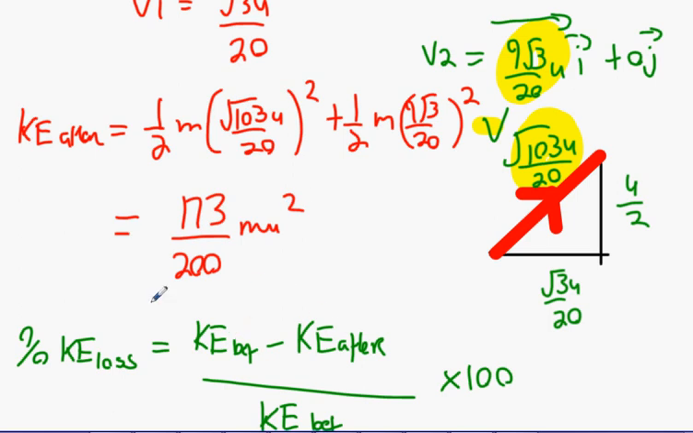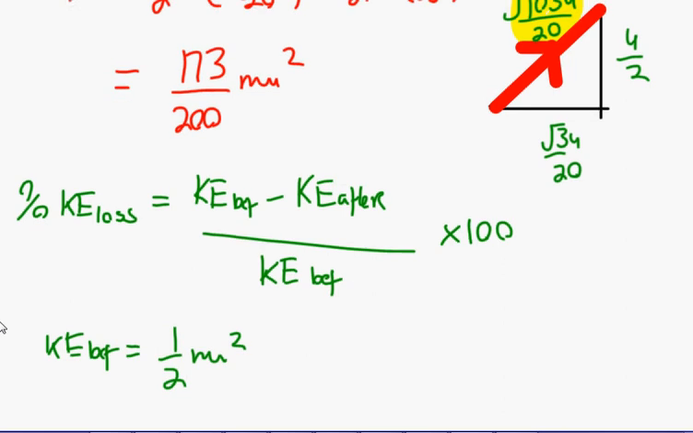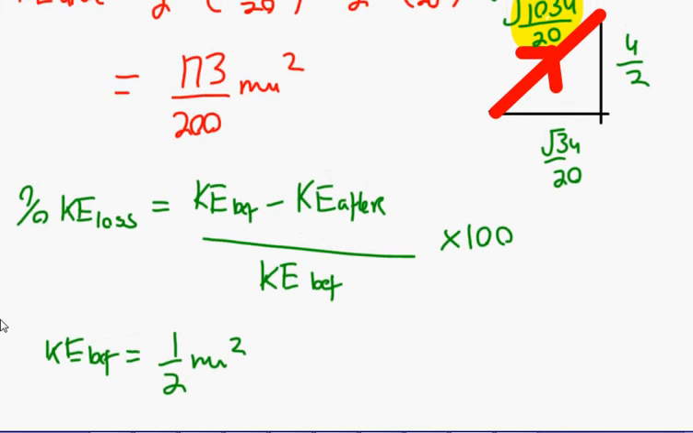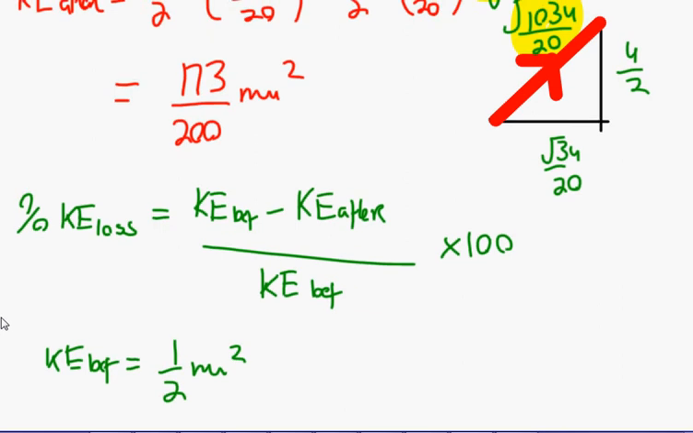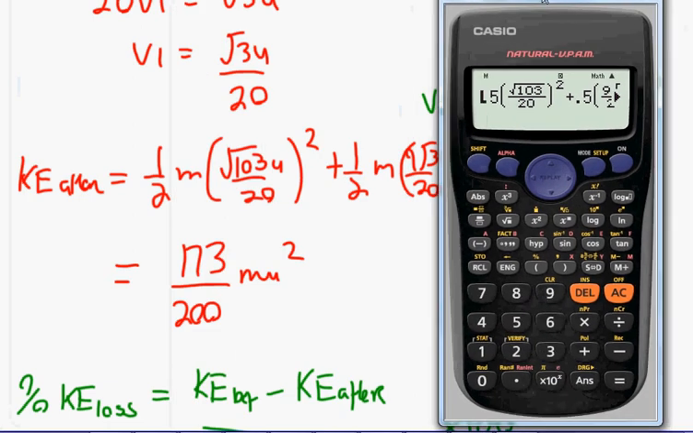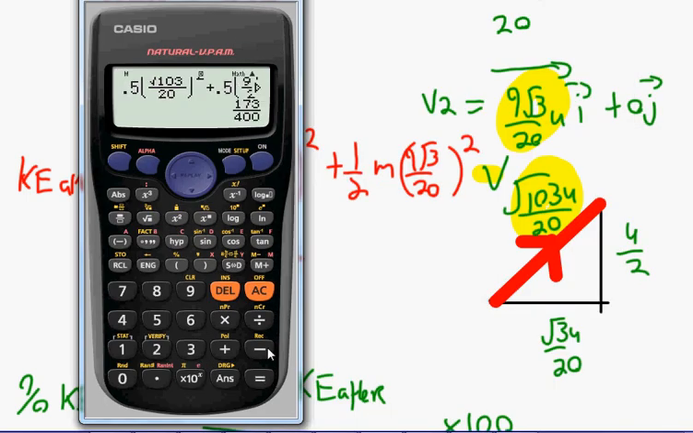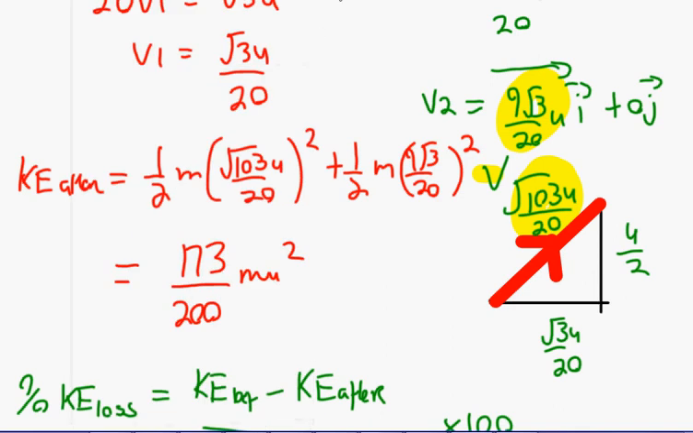Okay, so what's our loss going to be then? Yeah. So guys, enter this all into the calculator. You get a half times root 103 over 20 squared plus 0.5 times 9 root 3 over 20 squared. Put all that into the calculator, and what you get is 173 over 400. So 173 over 400 m u squared.